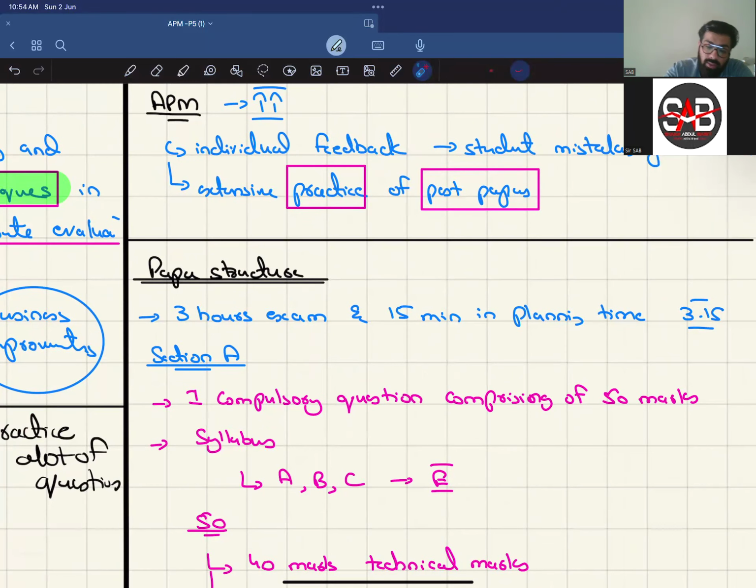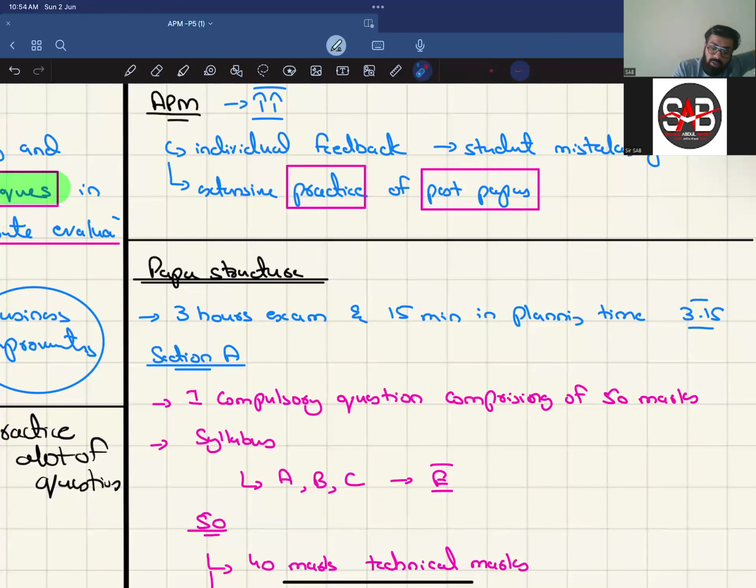In my classes, I give you extensive practice of past papers, and in individual feedback I highlight the mistakes that students can resolve. If you have had some scripts checked and been highlighted with some mistakes, that means you can easily cover up those mistakes in the exam and pass.